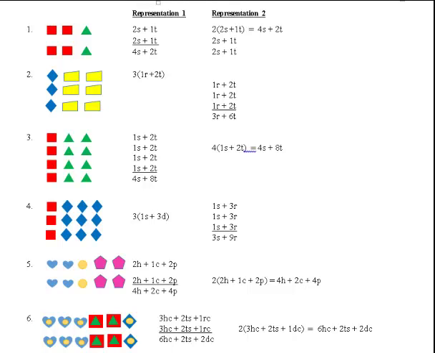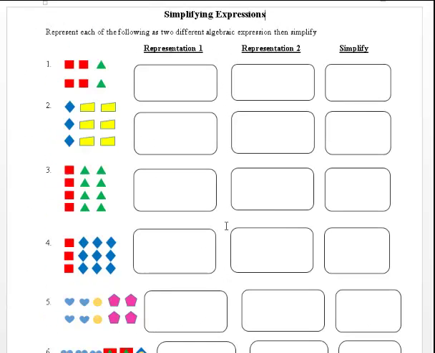Okay, when you're dealing with the distribution rule, the easiest way to do it is just to have the students take shapes and go ahead and create the shapes. So you give them a worksheet like this, and then you ask them to represent these shapes in two different expressions and then simplify. So for instance, these are squares, so you have two squares and one triangle, and then you have two squares and one triangle again.